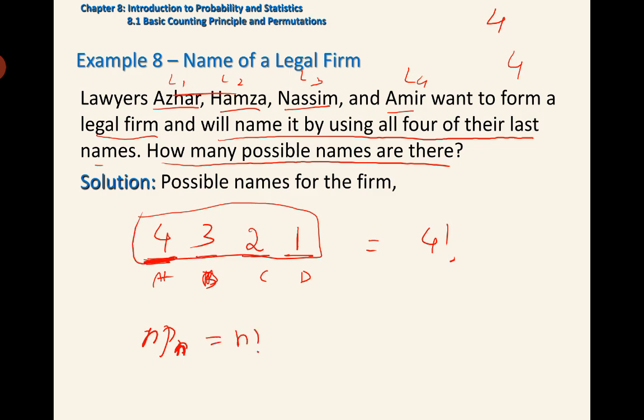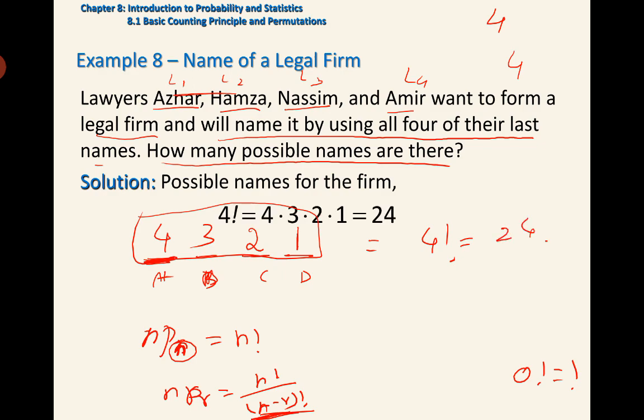NPN is N factorial. NPR is N factorial divided by N minus R factorial. But NPN, when R is equal to N, is N factorial. This will be 0 factorial when R and N are equal. 0 factorial is actually 1. So 4 factorial, the answer is multiply all these 4, which is 24. That is it.